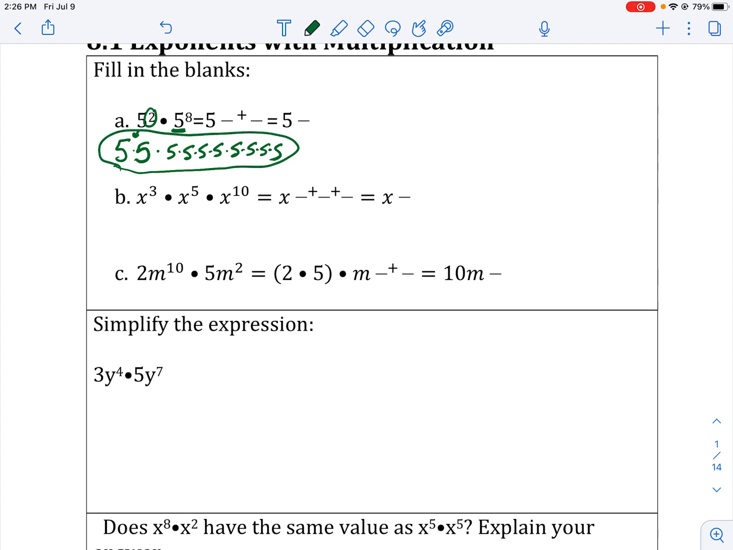As long as you write them all out like this, you're guaranteed to get them correct. You can write them all out, count them up, and you know how many 5s there are. There is a shortcut though.